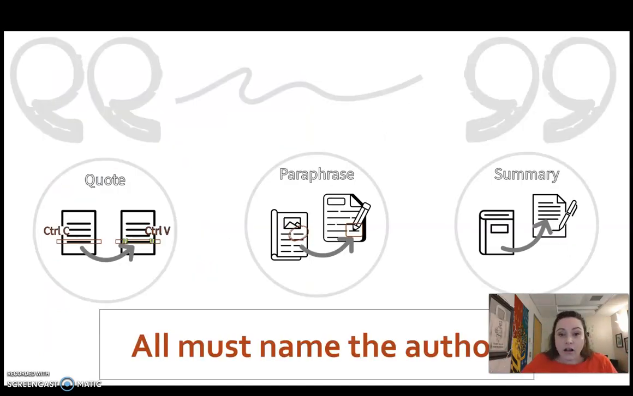One thing that all 3 of these have in common is that you do need to name the author whenever you do it. So a lot of times we think of just saying so-and-so said blah, blah, blah in their quote, but we also need to do that when we paraphrase and summarize sources as well.